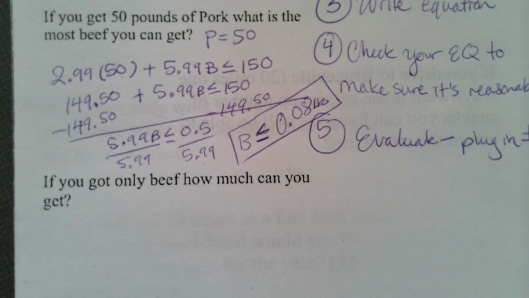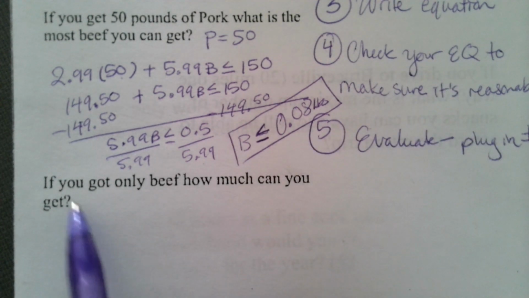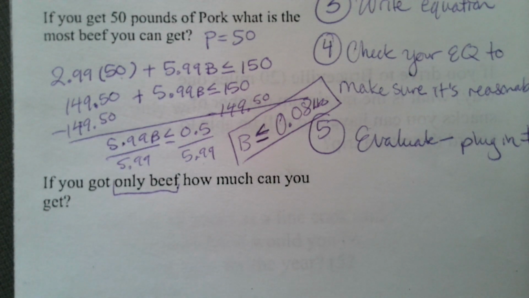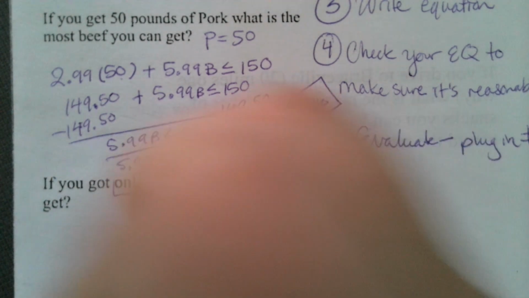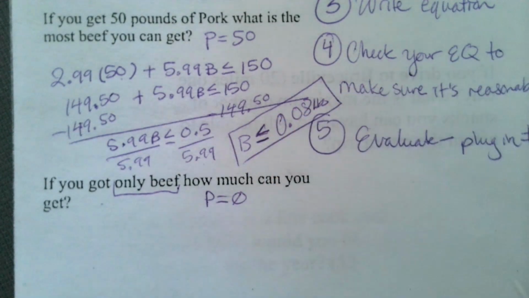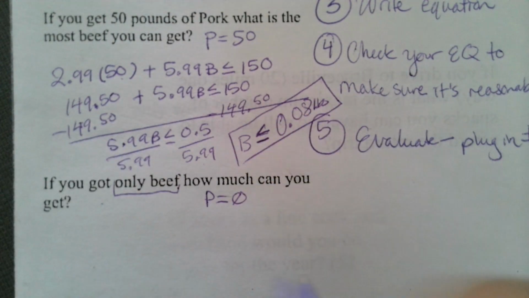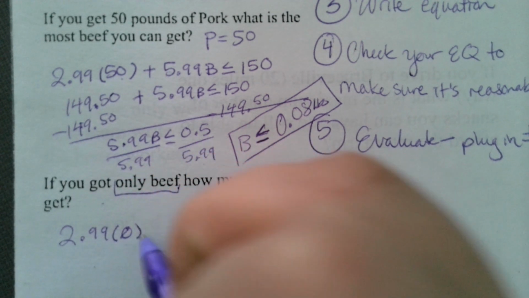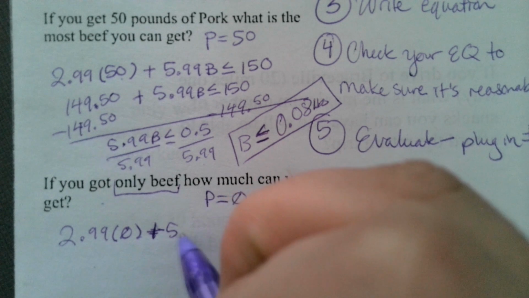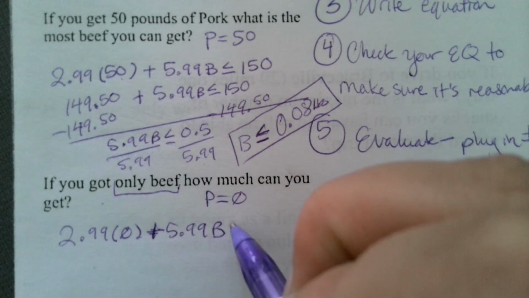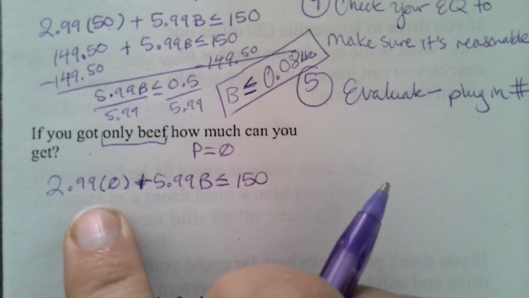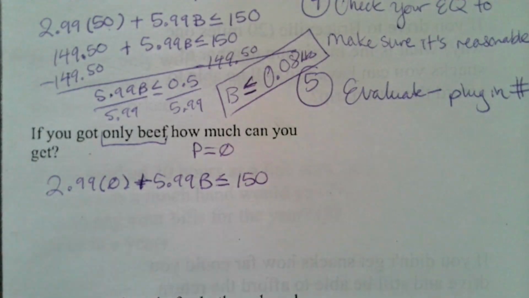You ready? Okay, good. If I only get beef, how much pork am I getting? Exactly. So I'm getting no pork. So I'm going to take the same equation. What's 0 times 299? 0.